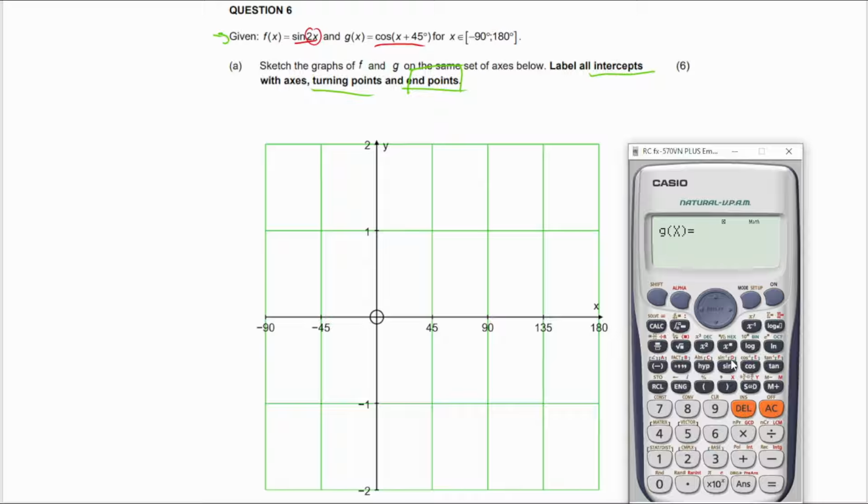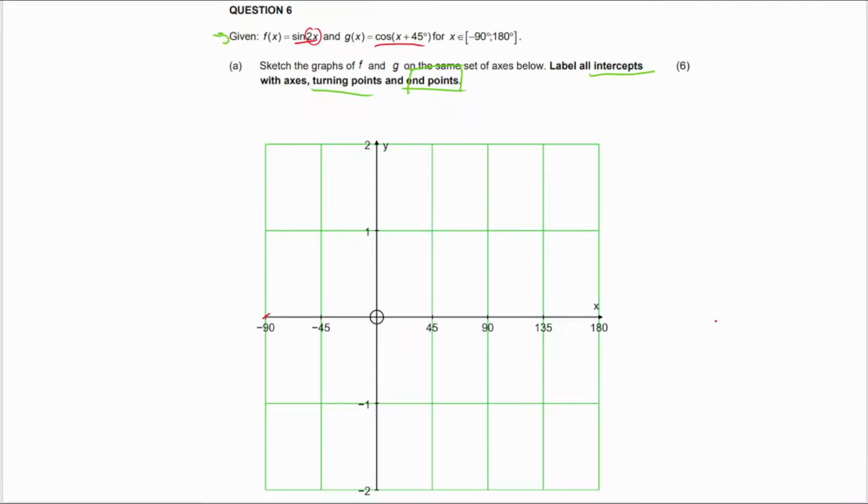So now we have cos of x plus 45 degrees. We press equal, start. We want to start at -90. We want to end at 180 degrees. And for stepping, you can see here that the step is 45. So let's step in 45s. Let's start off by plotting sine of 2x. You'll see here we go 0, -1, 0. So let's plot these. -90 is 0, -45 was -1, then 0 was 0.